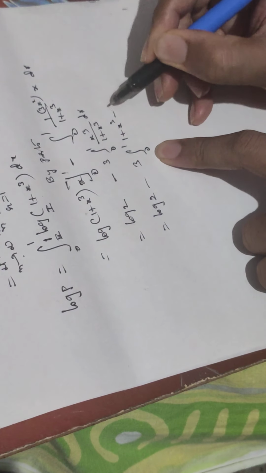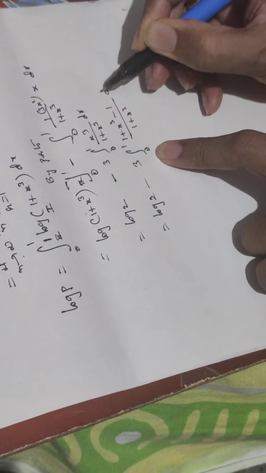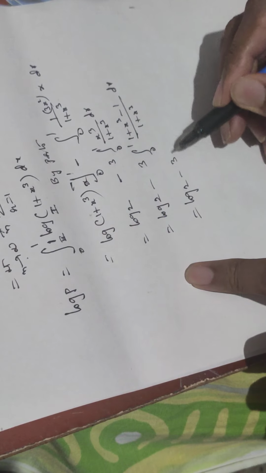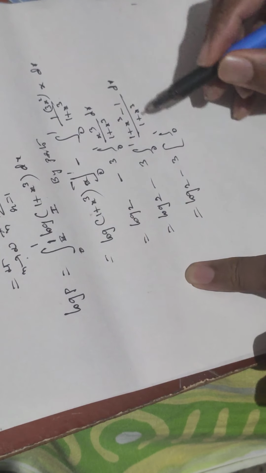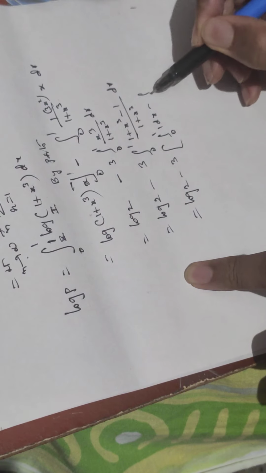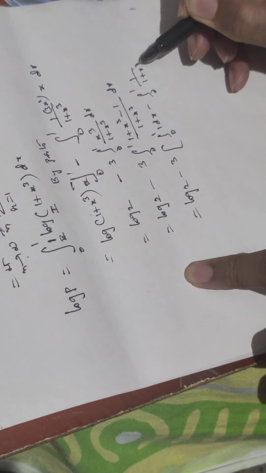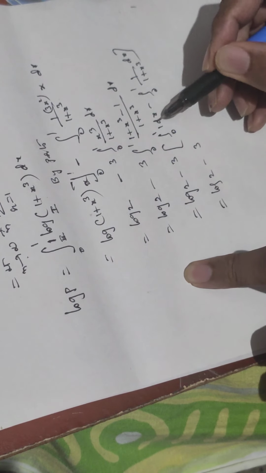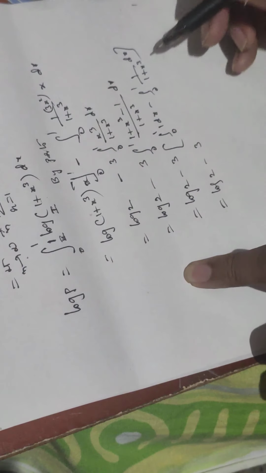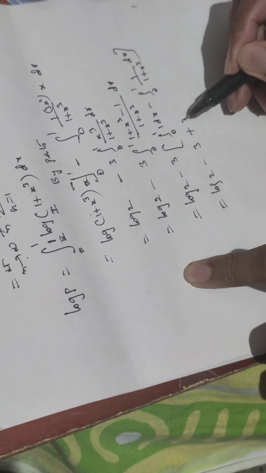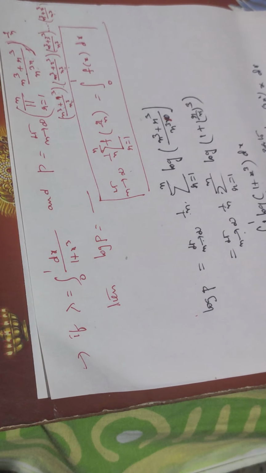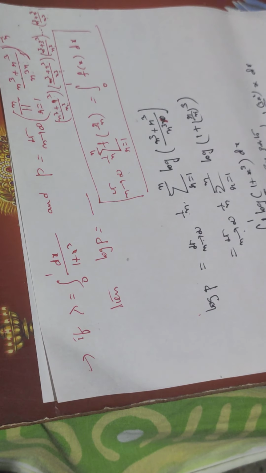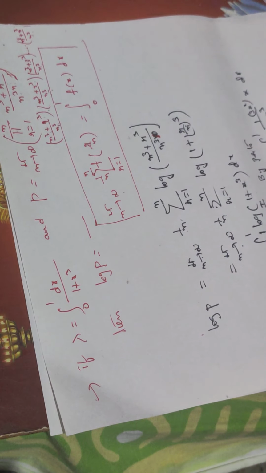1 plus x cube minus 1 by 1 plus x cube dx. This equals log 2 minus 3 into, splitting into 2 integrals, 0 to 1 of 1 dx minus 0 to 1 of 1 by 1 plus x cube dx. So log 2 minus 3 into, 1 dx is x, after applying the limit we will get 1 plus 3 times, this integral value is given as lambda, so in the place of this integral we can write lambda, 3 lambda. This is the required.